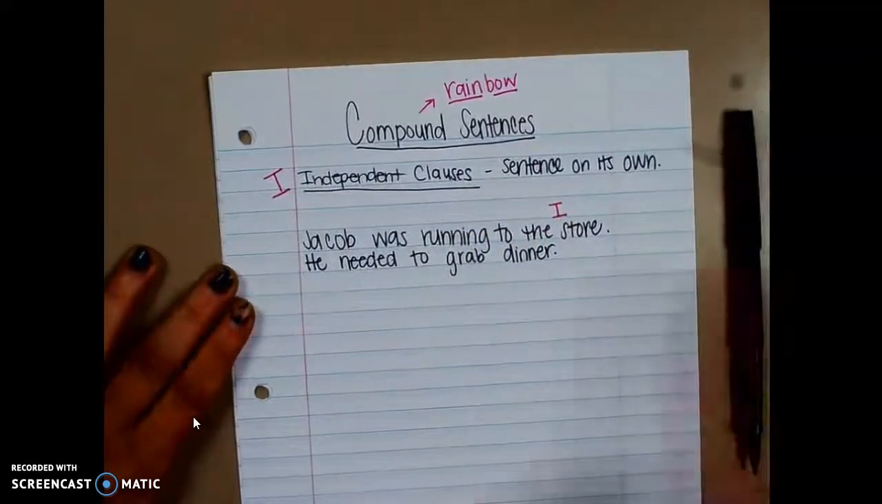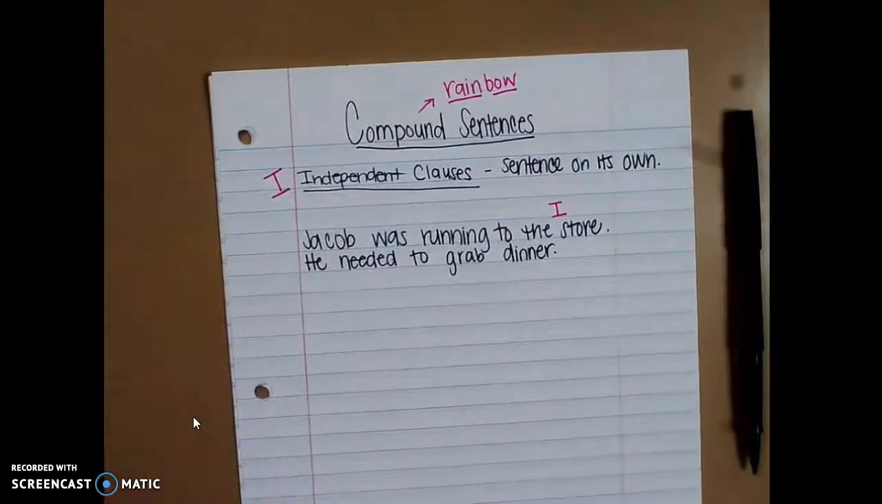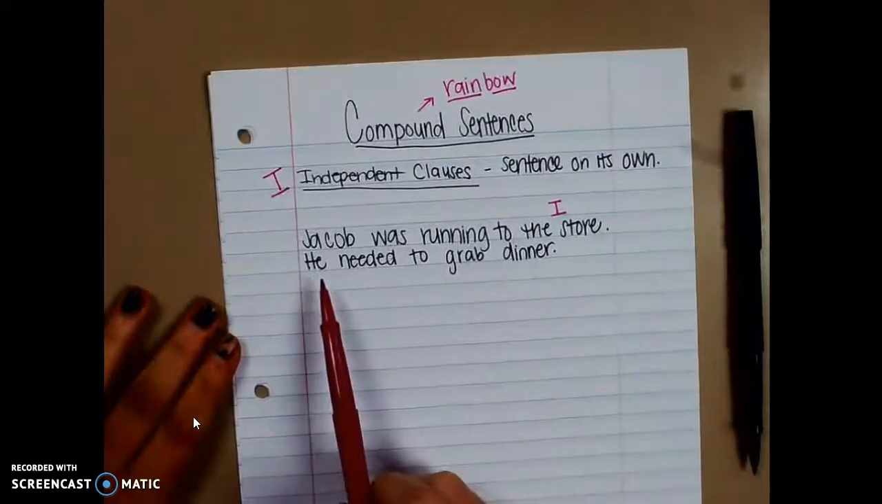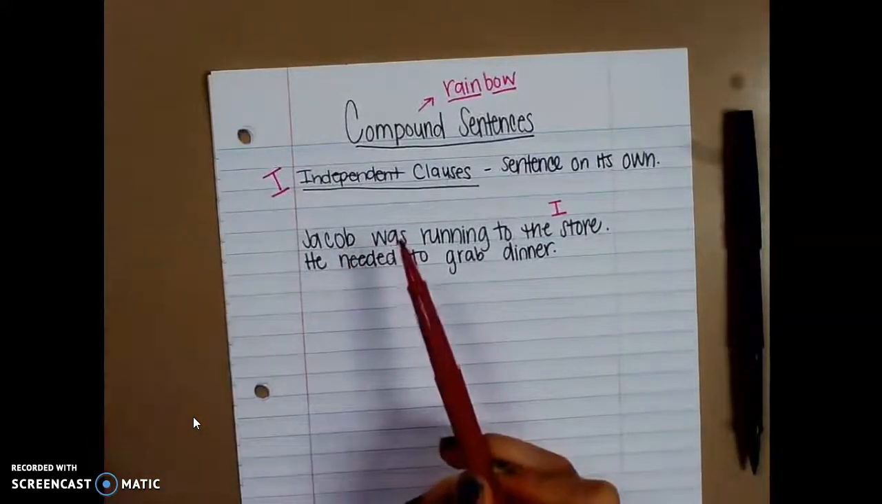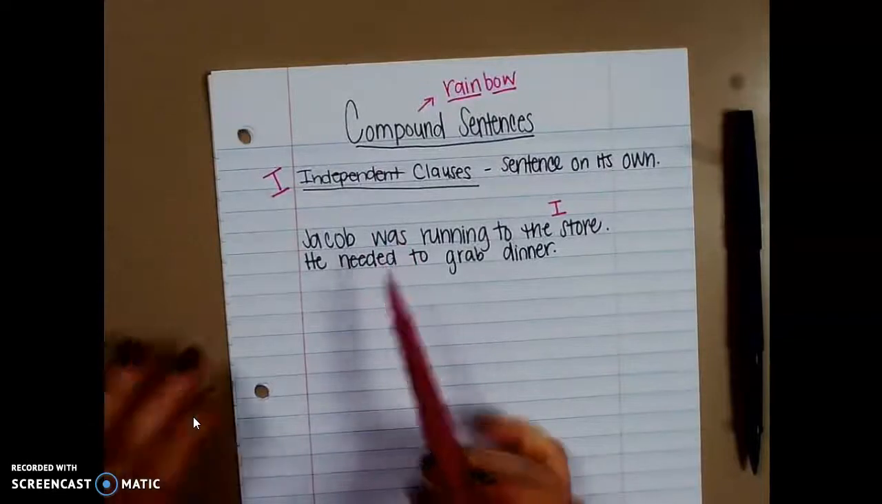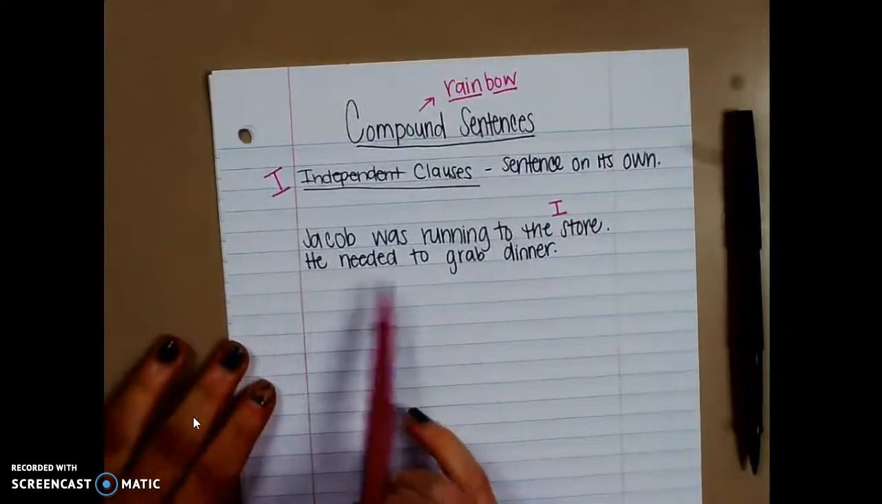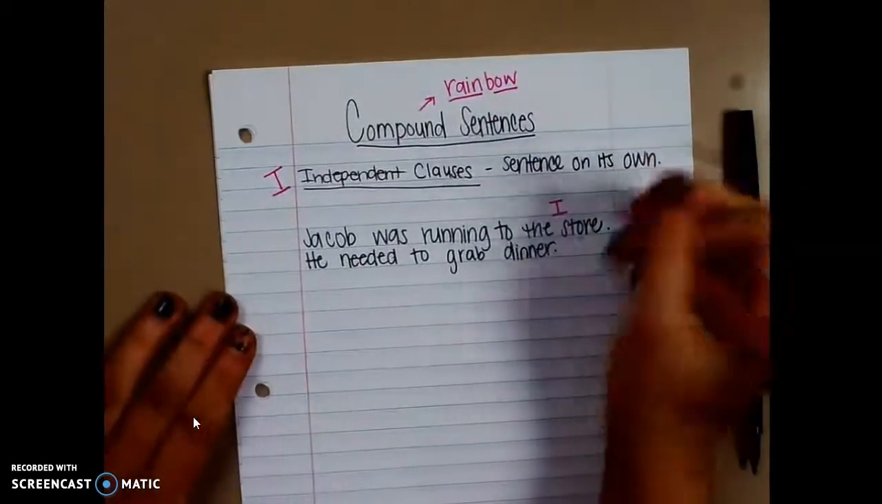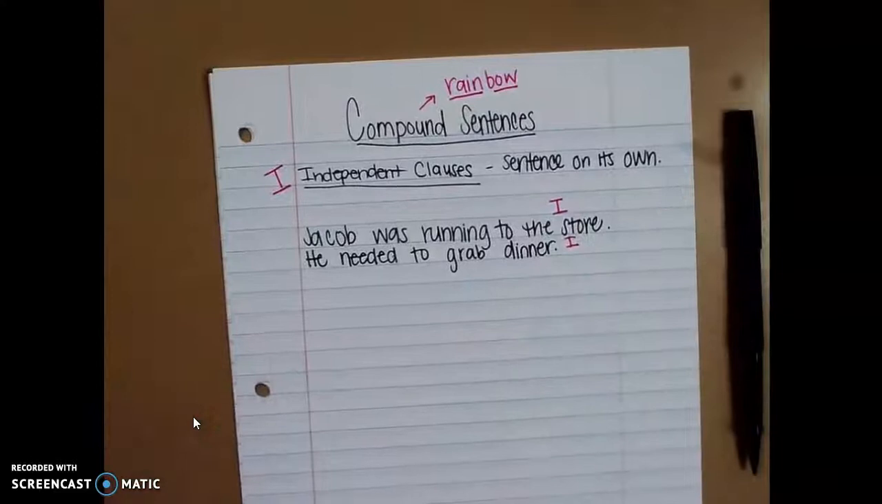he needed to grab dinner. If I'm trying to decide if that's a simple sentence or independent clause, I would check it again. Does it have a subject? He is my subject. Even though it's a pronoun, I know they're talking about Jacob. He is still a person. It's a subject. And we know what he's doing, which is the verb, and we finished our thought. He needed to grab dinner. So we have two independent clauses here.